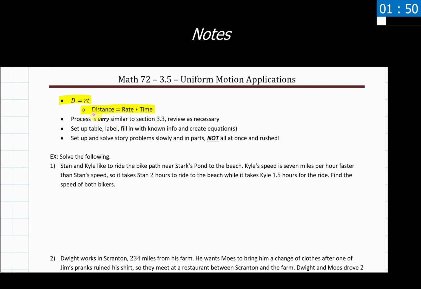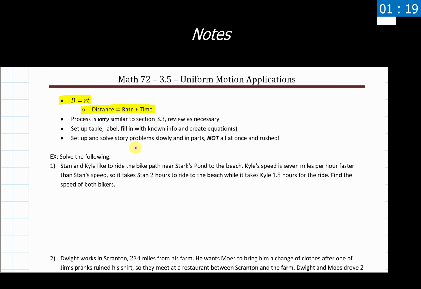But we are going to be working with distance, rate, and time and how we could potentially manipulate this starting thing to get to the answers based on what the problem is asking us. Now we're going to follow a very, very similar process that we did in 3.3 in the sense that we are going to set up a table, we are going to label things in that table, and then we're going to fill that in with some known information and potentially create some equations from there.